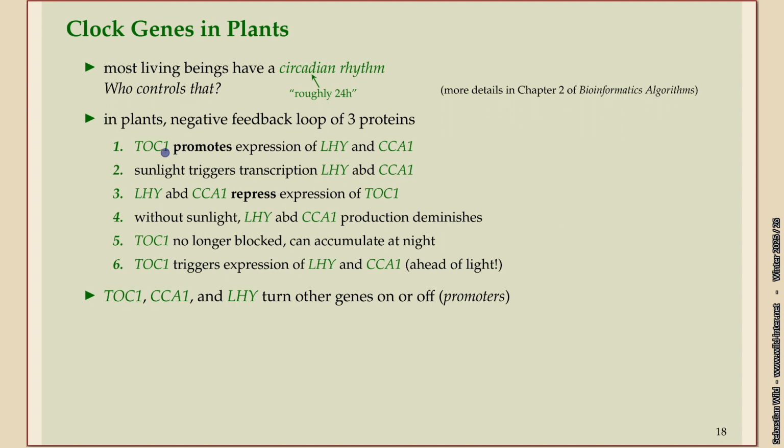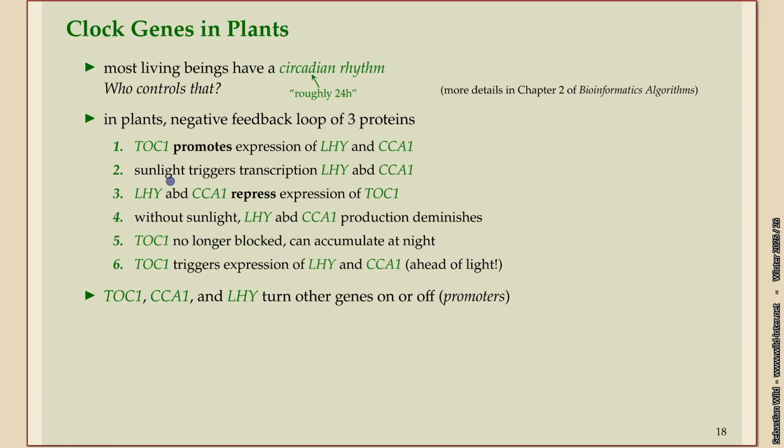There's one that, if it's present, means there's more translation. TOC1 promotes the expression of these other two, so more of them get made, with this kind of, think about ticking the clock away, as in the video.